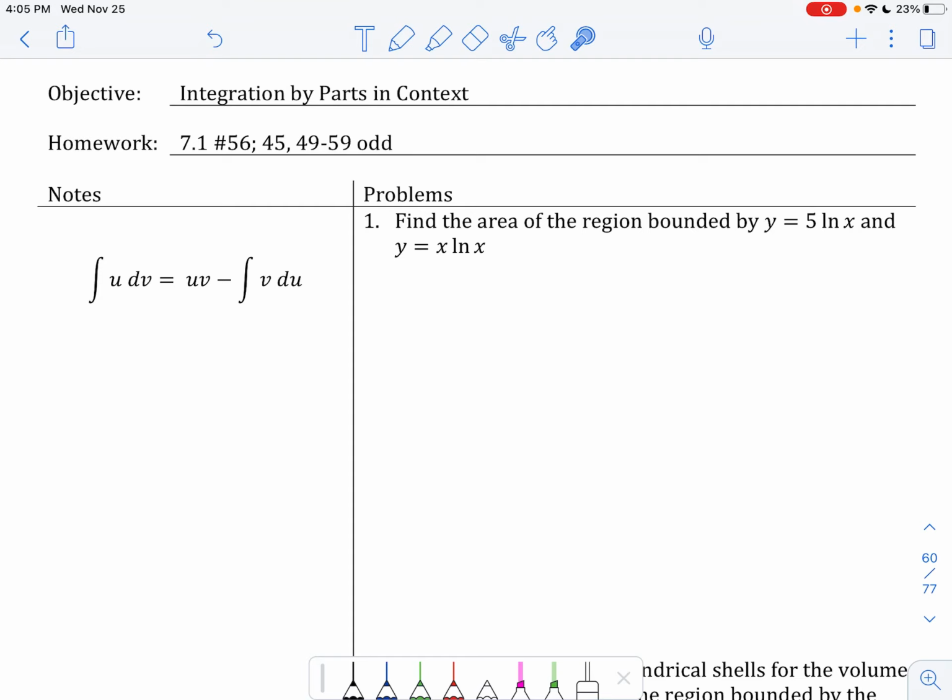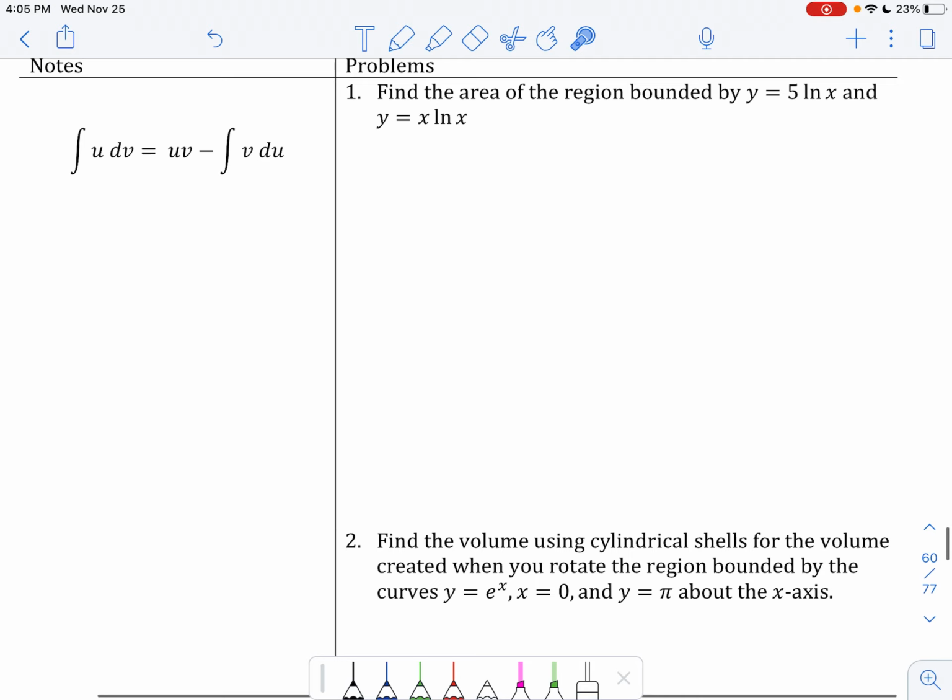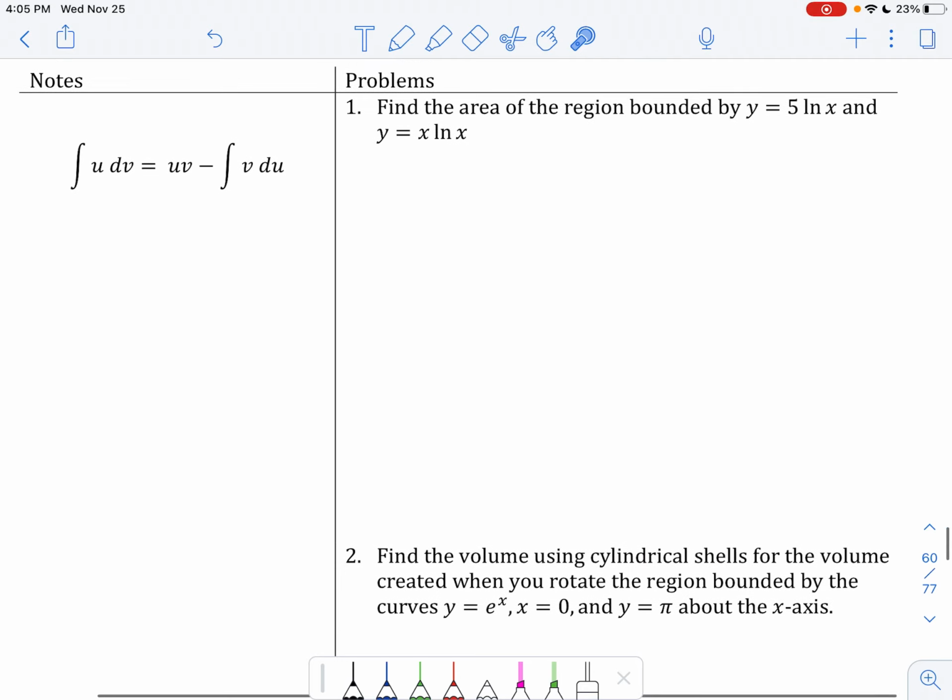So we are going to use parts, but we're also going to do some review of finding the area between two curves, and then for number 2, volume, since those are both things that are going to be helpful to review in calculus. So if I'm looking for the area bounded by two curves, if you want to look at the graph here, you can.